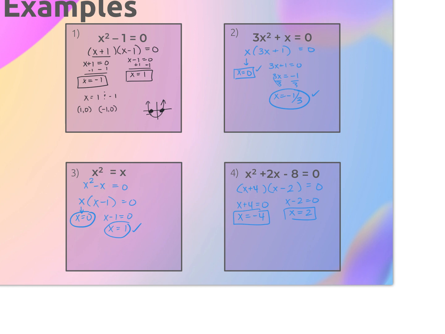And again, how this translates on a graph is that I know that my parabola is going to cross the x-axis at (-4, 0) and (2, 0).